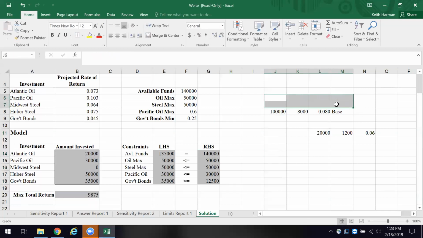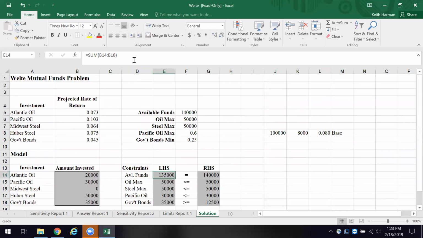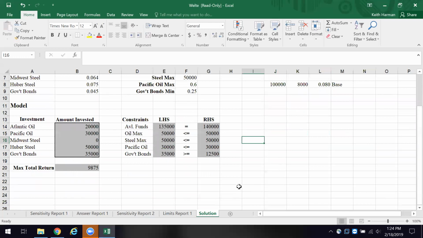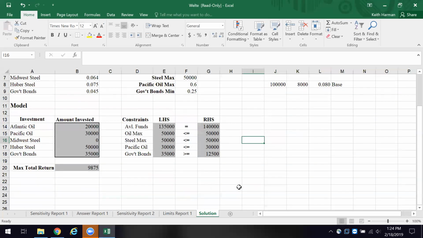And I'm looking at this right now because I may want to mess with it a little bit here. I have 140. So I need to add another 5,000. And we have maximums. We can't put any more than 50,000 on oil, no more than 50,000 on steel. So those percentages are maxed out. And the government bonds are 35, so we're going to have to make them 40. So that they're equal. Now we see a maximum return.